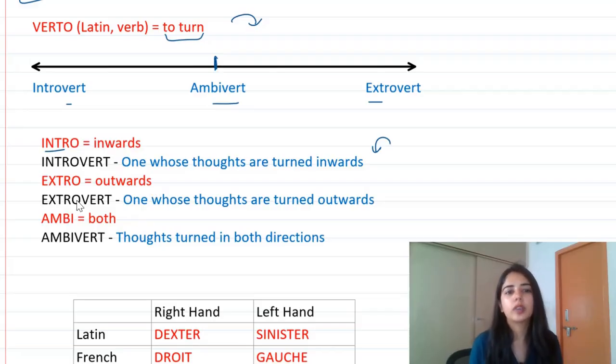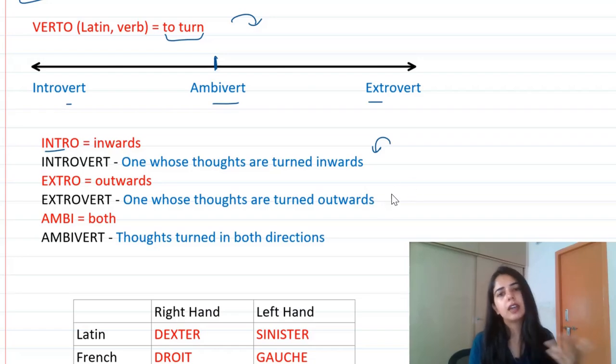Then extrovert. Extro means outwards. So any person who is turned outwards means they are social. They want to interact with the outer world, with other people. They want to know more people. They are very social and friendly and life of the party. Then those persons are called extrovert. One whose thoughts are turned outwards.